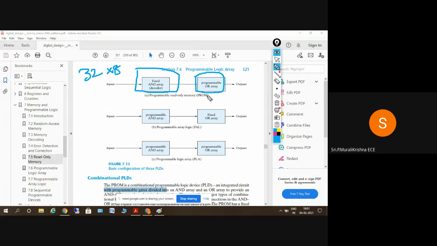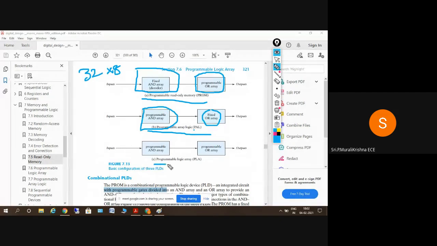Clear? Okay, so the first kind of PLD here is PROM. The second kind of PLD is PAL, which is called programmable array logic. In the case of programmable array logic, we'll be having a programmable AND array and a fixed OR array. So the number of OR gates is fixed in the case of PALs. We'll have a programmable AND array, so the usage of AND gates will differ based on our requirement or our truth table. So that is PAL here.